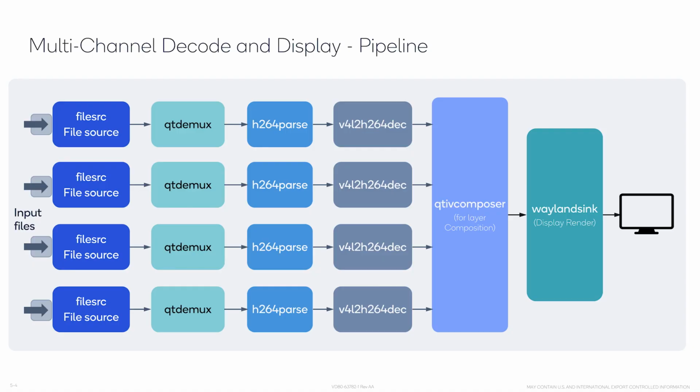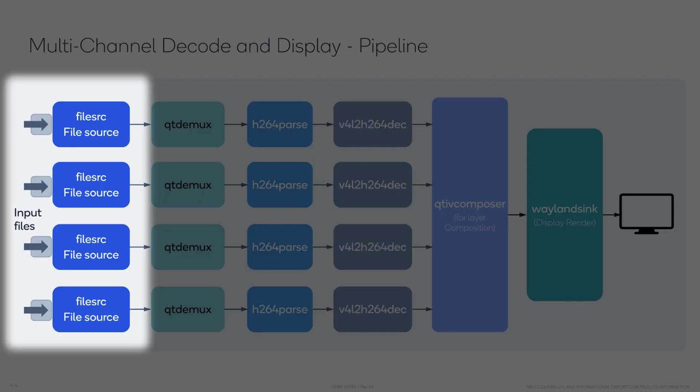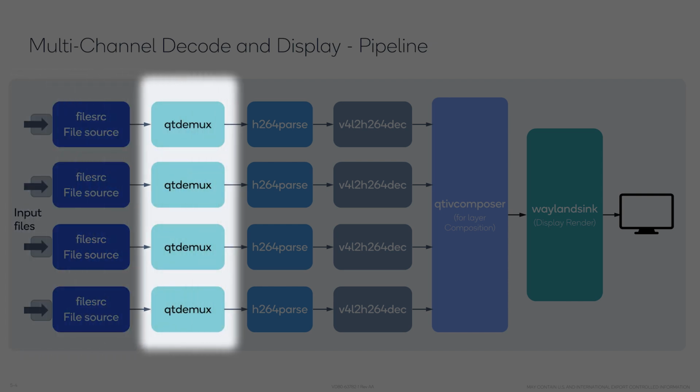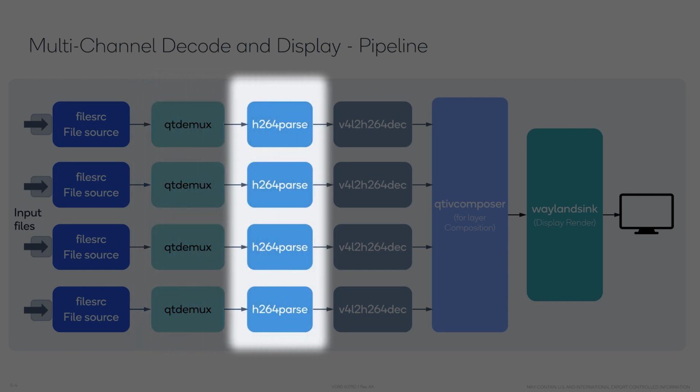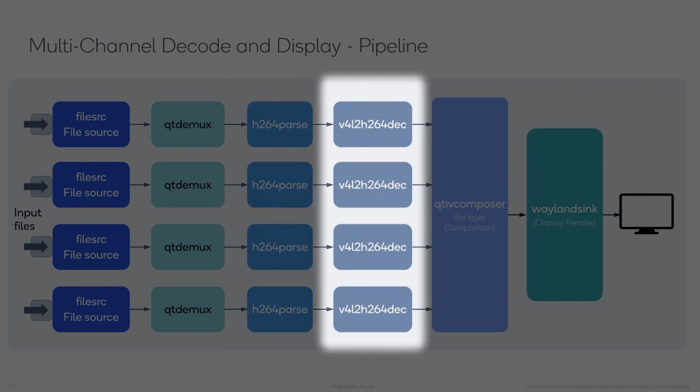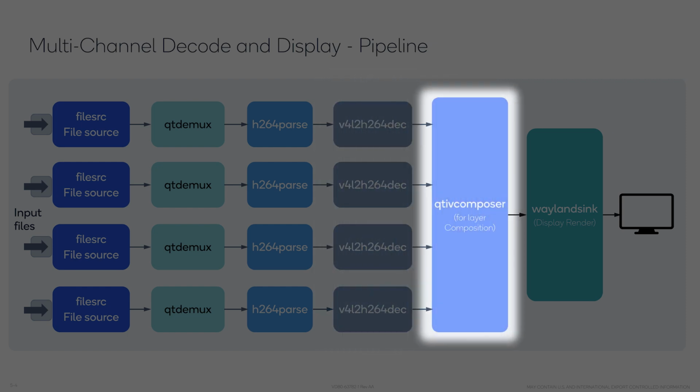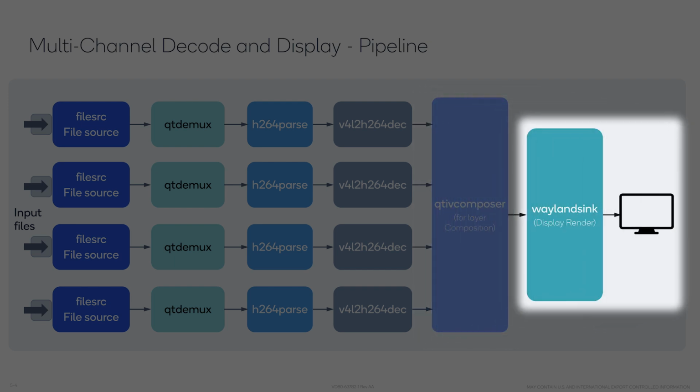Let's take a look at the multi-channel application pipeline in some detail. On a given channel, the application first reads compressed video data from a file using the file source plugin. Next, the data is demultiplexed using the Qt demux plugin. Then the application parses the H.264 video stream using the H.264 parse plugin and decodes the stream using the V4L2 H.264 decoder plugin. And finally, the decoded streams from all channels are composed together using the Qti vComposer plugin, and the video wall is displayed using the Wayland Sink plugin. With this pipeline in mind, let's learn to run the sample app.